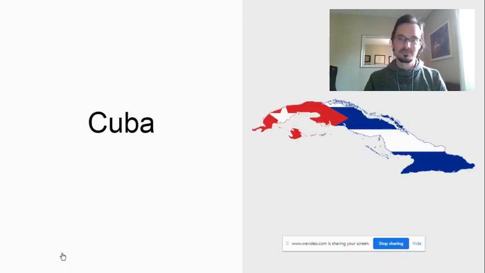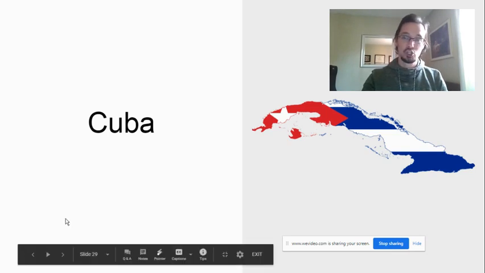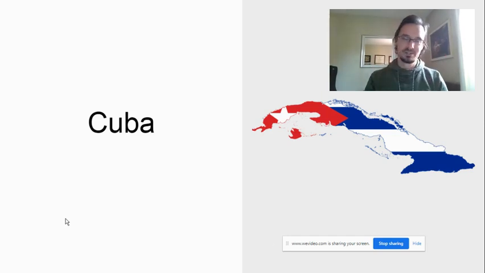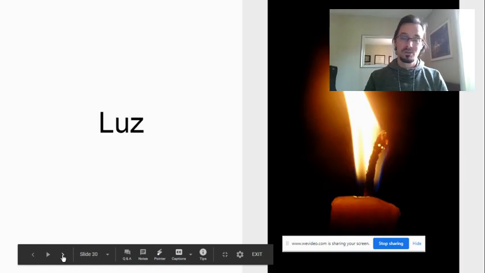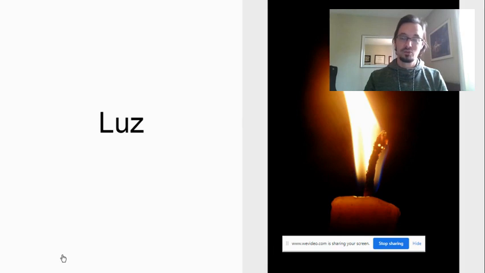Cuba. Cuba. We would say Q. You should notice how your mouth closes when you say Q. It doesn't do that in Spanish. Cuba. Luz. Luz.